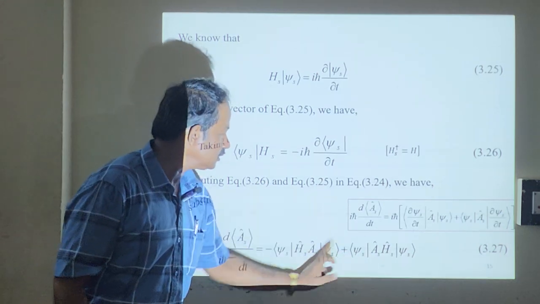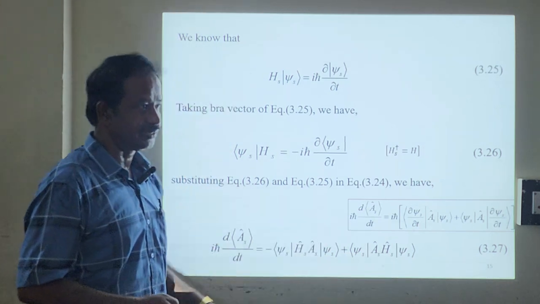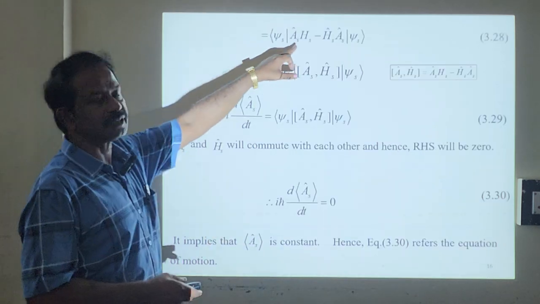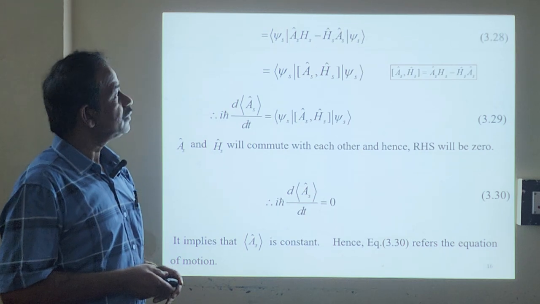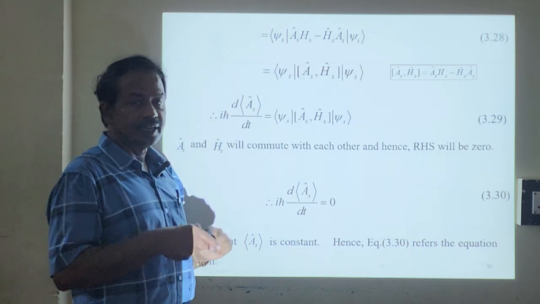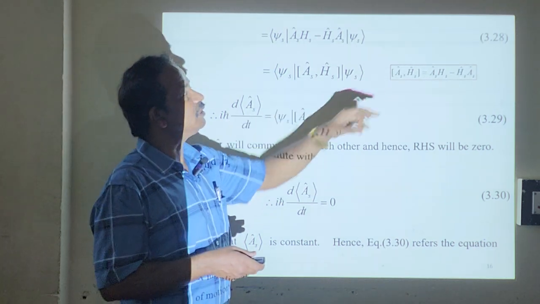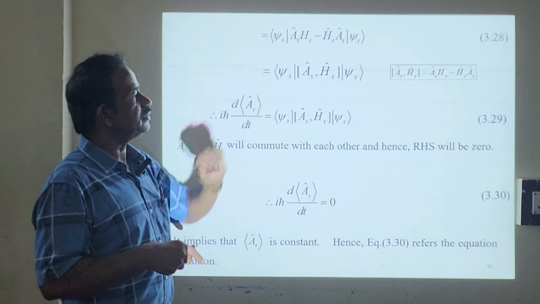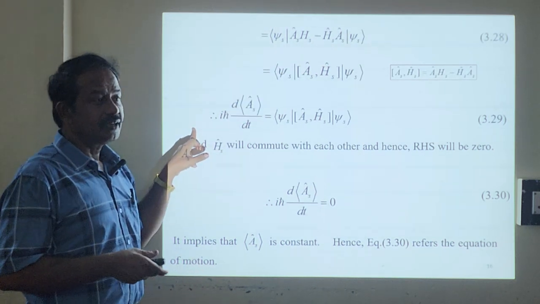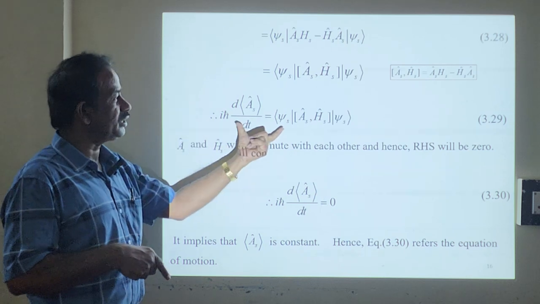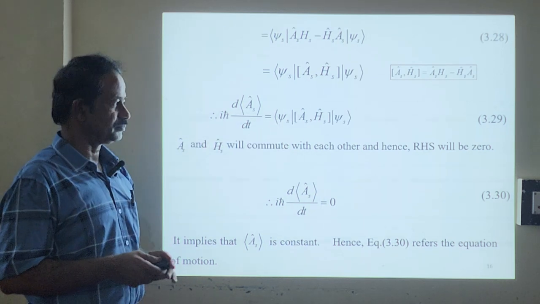You just take these two things inside. So that will give you A_s H_s minus H_s A_s. Other things are common, we can take them out. So A_s H_s minus H_s A_s, and this is our commutator of A_s and H_s. So instead of this, we can write it like this. So your complete equation of motion will be exactly like this: i h cross dA_s by dt equals this one.